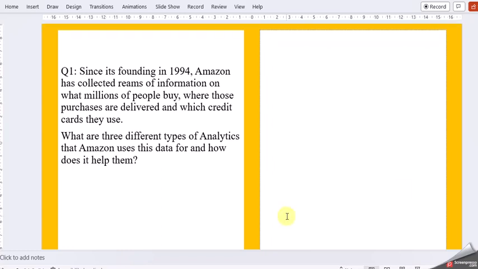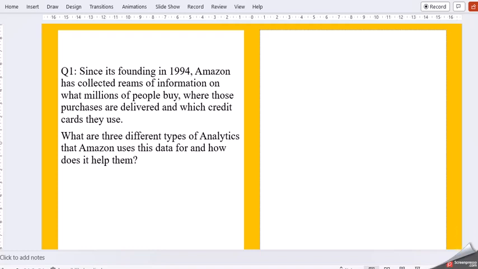Okay, so the first question is: since its founding in 1994, Amazon has collected reams of information on what millions of people buy, where those purchases are delivered, and which credit card they use. What are three different types of analytics that Amazon uses this data for, and how does it help them?